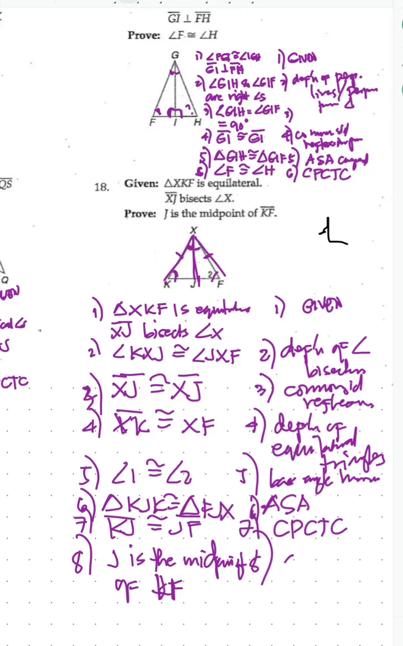of midpoint. Yeah. But if you're given that J is the midpoint of JF, then you do it in reverse. You do like this. J is the midpoint of JF given. Then KJ is congruent to JF by midpoint theorem.